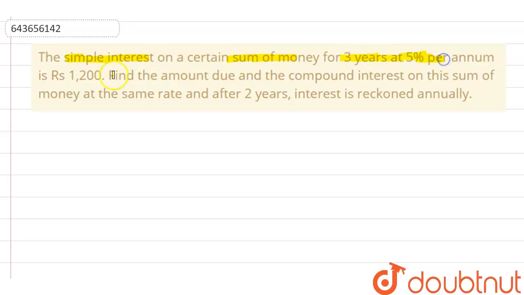Here, the question is: the simple interest on a certain sum of money for 3 years at 5% per annum is rupees 1200. Find the amount due and the compound interest on this sum of money at the same rate after 2 years, interest is reckoned annually, right?